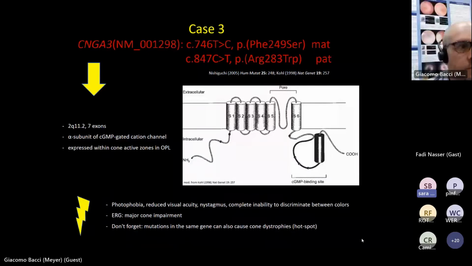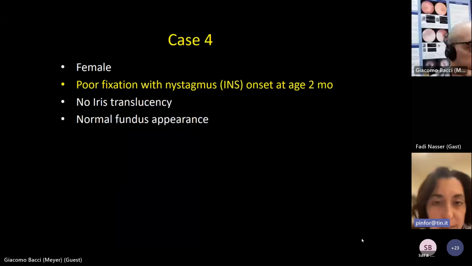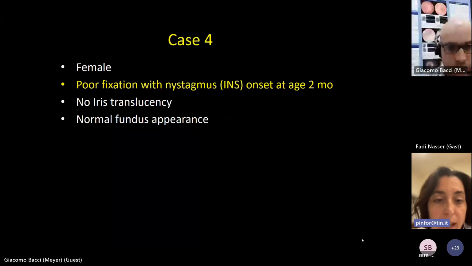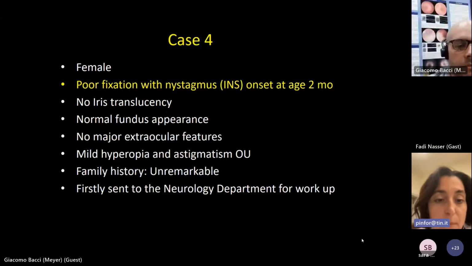Now on to case 4. The last one, case 4. We have a female with poor fixation with nystagmus onset at age 2 months, no iris translucency, a normal fundus appearance, mild hyperopia and astigmatism, no major extraocular features, unremarkable family history, and first sent to the neurology department for workup.